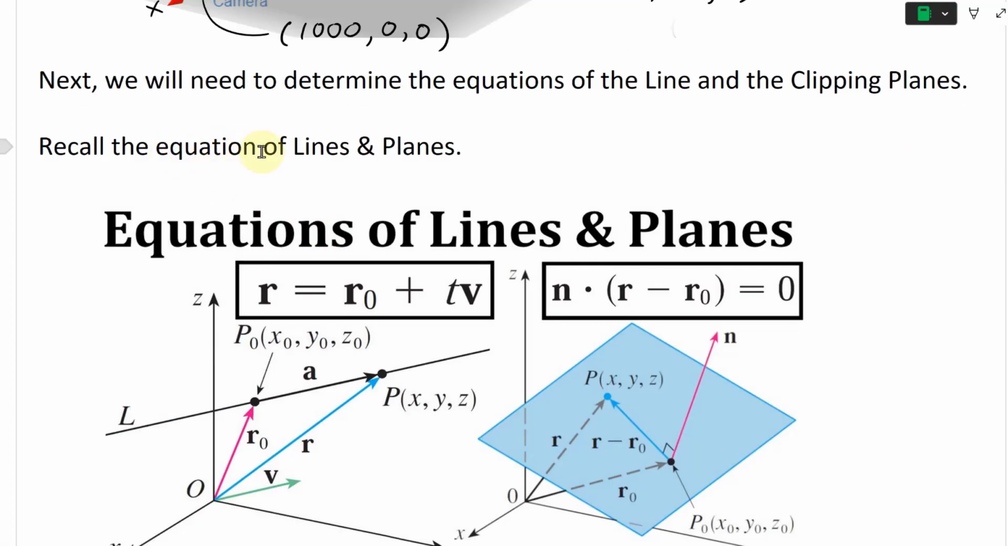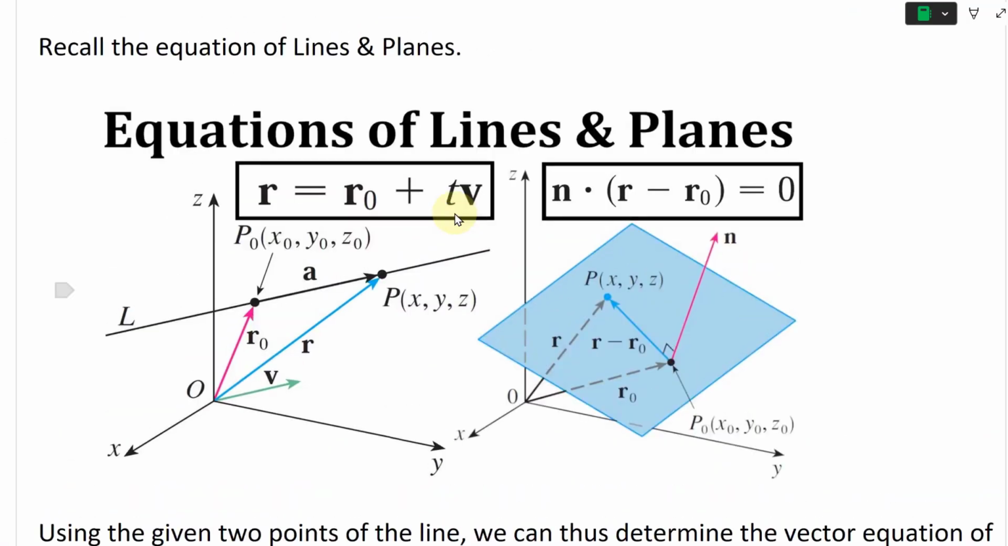And so recall the equations of lines and planes. Here's a screenshot from my earlier video on equations of lines and planes, and I had the equations inside the thumbnail, which is pretty epic. So there is the vector equation of the line: r equals r naught plus t times v. This r is for all the points on the line, r naught is the initial point, a point on the line, t is the parameter, and v is the parallel vector, parallel to this line. And then you can determine the vector equation of a line.